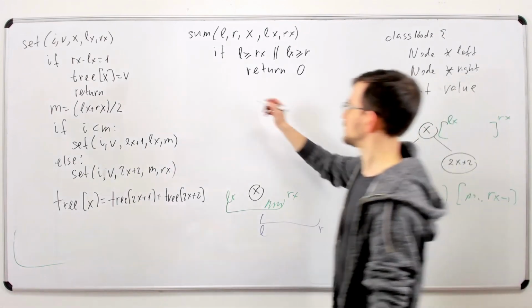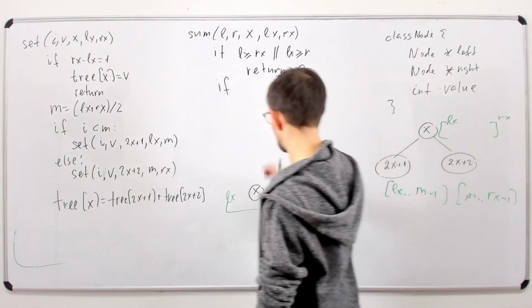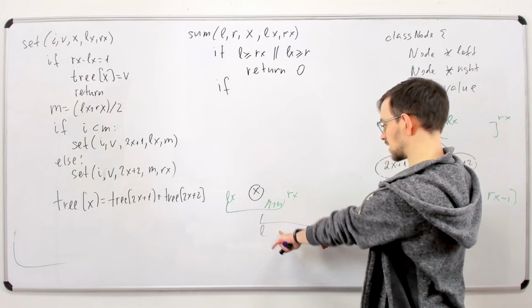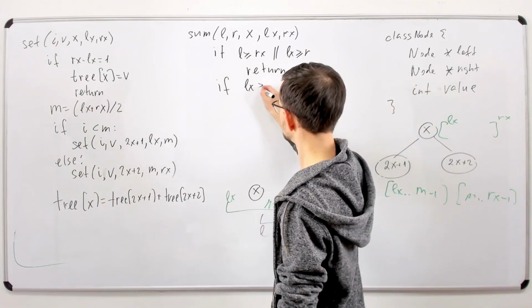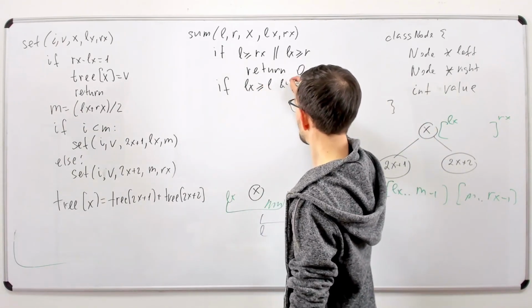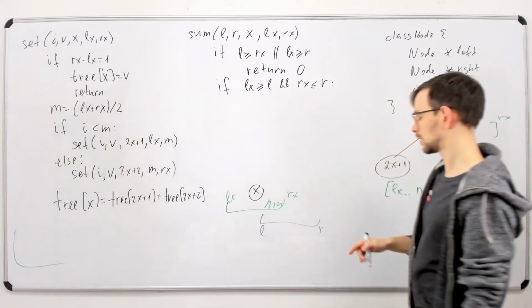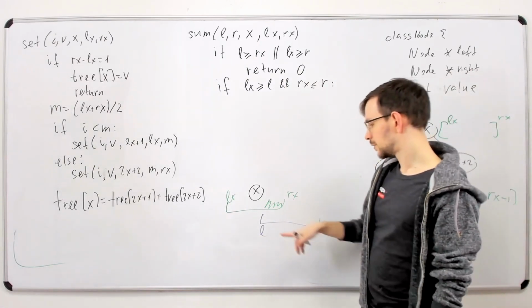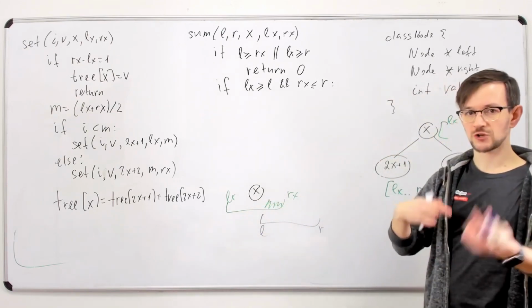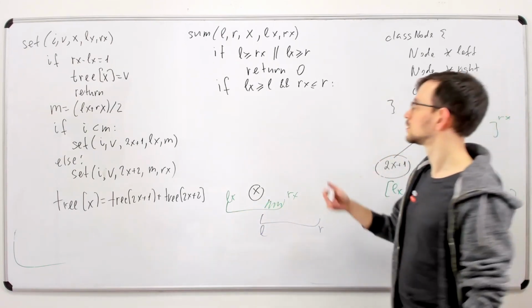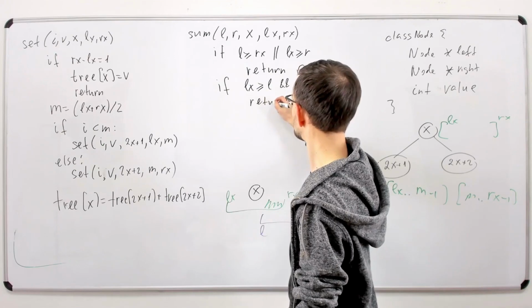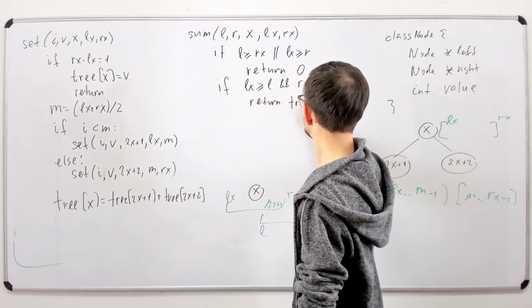If we're completely inside, so if this segment is inside this segment, it means Lx is greater or equal than L, and Rx is less or equal than R. It means that we are inside, so we just return the sum of all elements in the subtree. So we just return this tree of X.